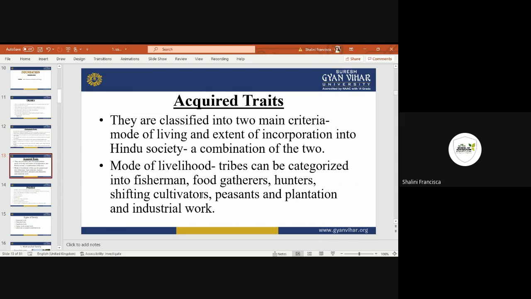Tribes can be categorized into fishermen, food gatherers, hunters, and shift cultivators. In the form of this, they are incorporating themselves into the society. They are divided by mode of livelihood. The people living near West Bengal, Orissa, and Gujarat are mostly known as fishermen. Then food gatherers are also there. Hunters are there in Jharkhand, Madhya Pradesh, and Maharashtra.